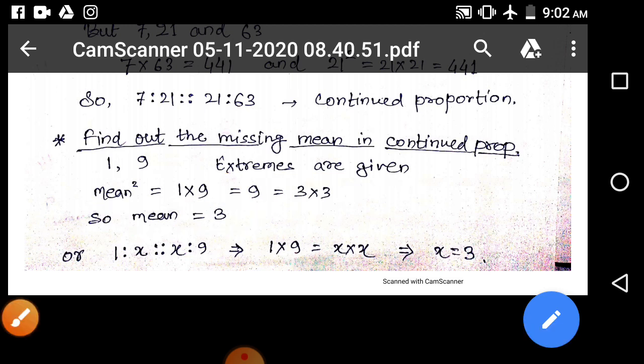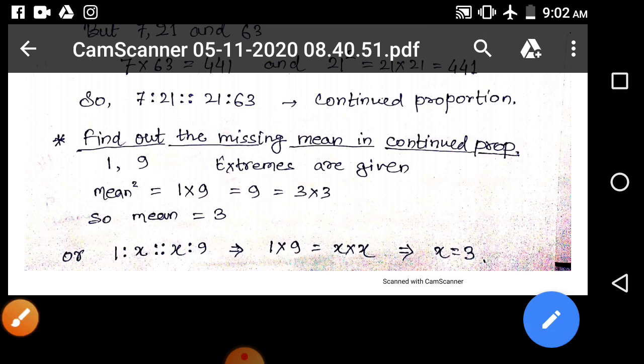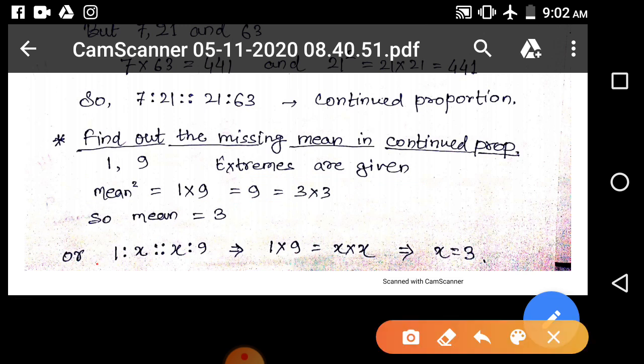Now we can do the same in a different way. If we have two extremes 1 and 9, we can consider that x is the mean here and arrange the proportion like that, 1 is to x is proportional to x is to 9. Those are the common means and those are the extremes. So the product of extremes, 1 into 9, is equal to x into x, that is the product of means, that is x square. So you can write here x is equal to 3. In this way we can solve all the 6 questions given in our exercise.